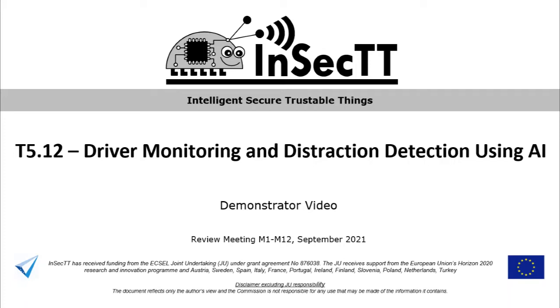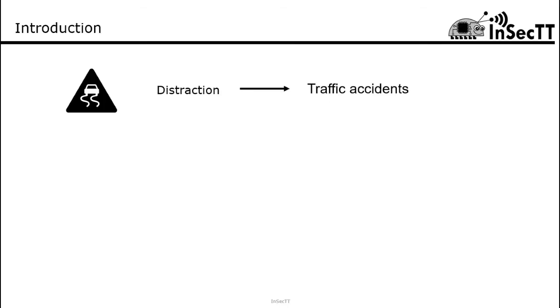This video is intended to give an insight into the status of task 5.12, driver monitoring and distraction detection using AI. We will next highlight our approach to smartphone-based distraction detection. We see that distraction has a high influence on traffic accidents. A first step to reduce this risk is to detect the driver's distraction state.